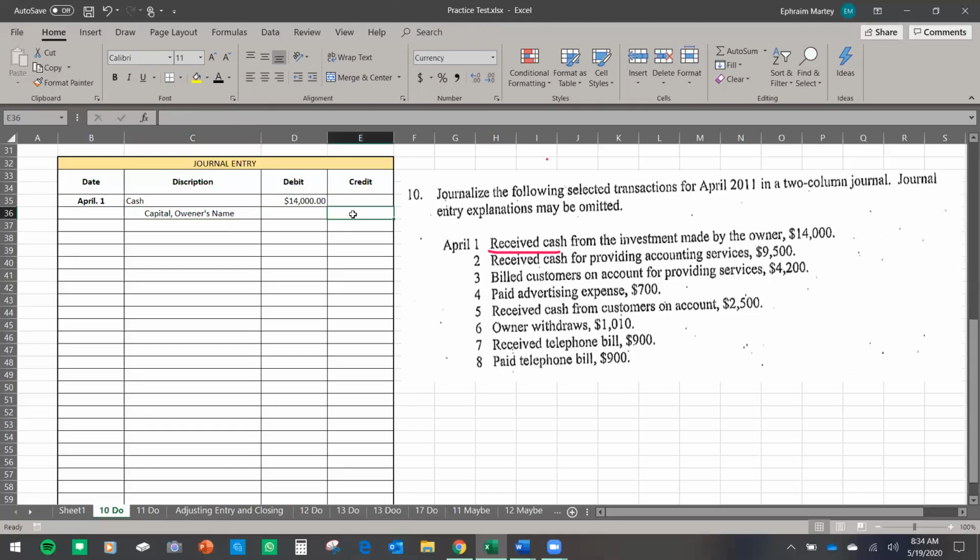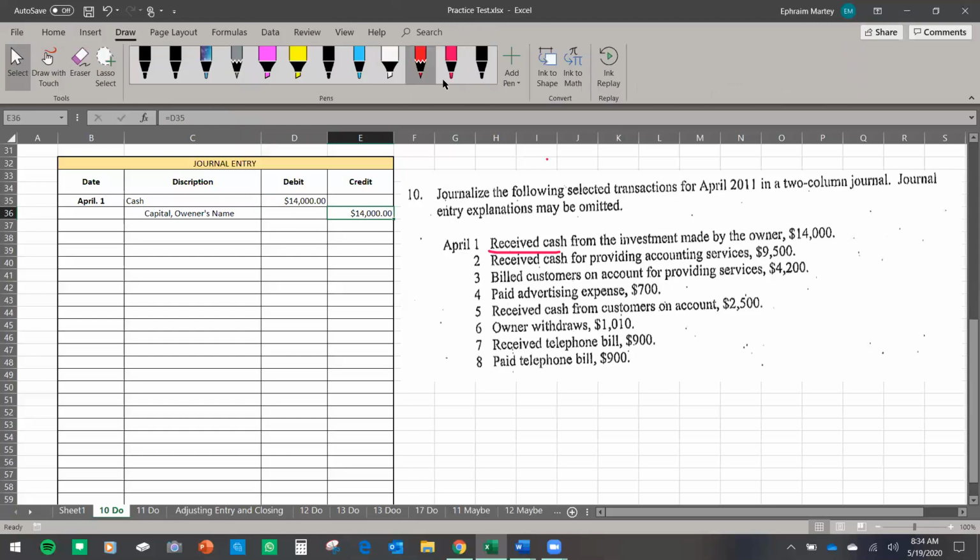Okay. So then as you put your 14,000 here, because debit should always equal credit, you will just need to reference it. So you press the equal sign, and then you reference it. So we have 14,000 on the debit side and 14,000 on the credit side. Okay. So we're done with number one. Okay, so let's move on to number two.